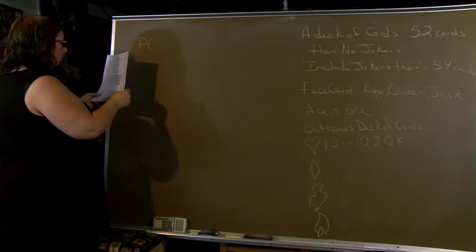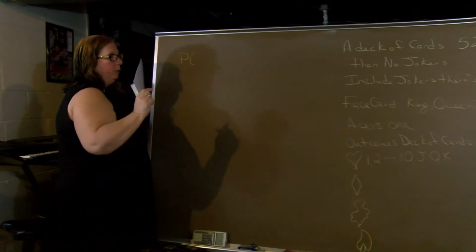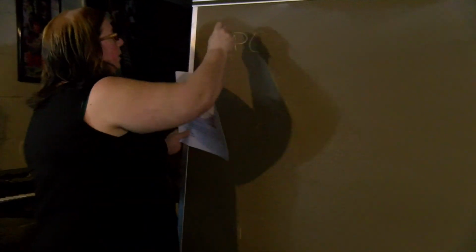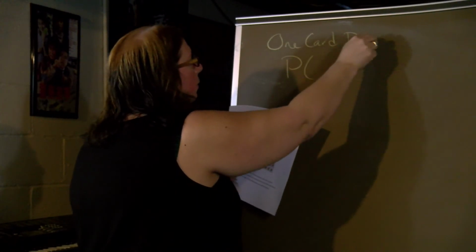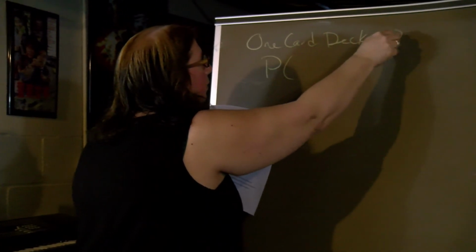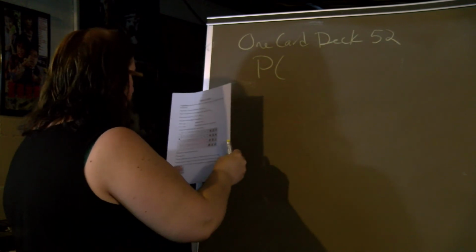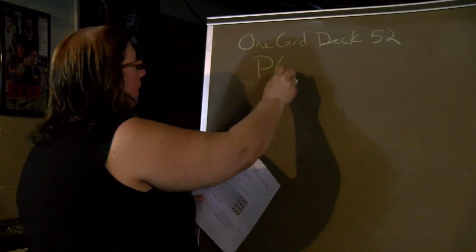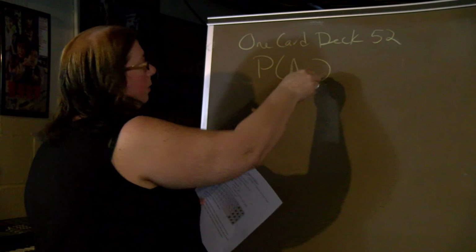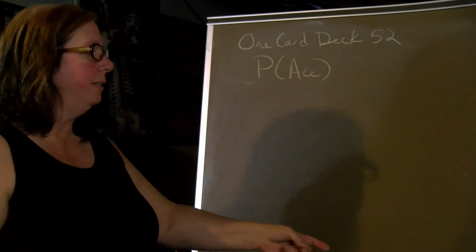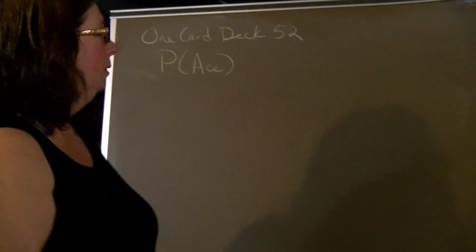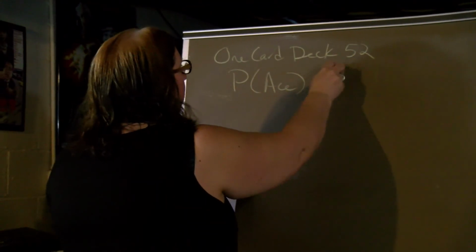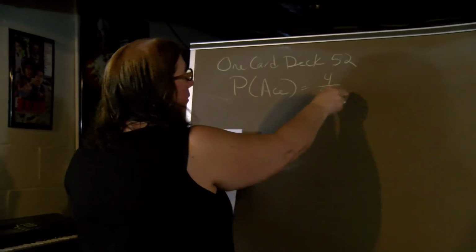Probability, if we're pulling one card from a deck of 52, the probability that we're pulling an ace. Well, there's 4 aces. There's an ace of hearts, an ace of diamonds, an ace of clubs, and an ace of spades. So there's 4 out of the 52.